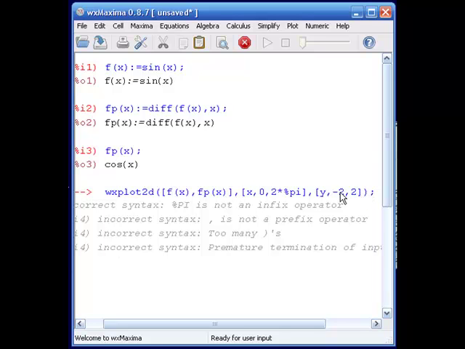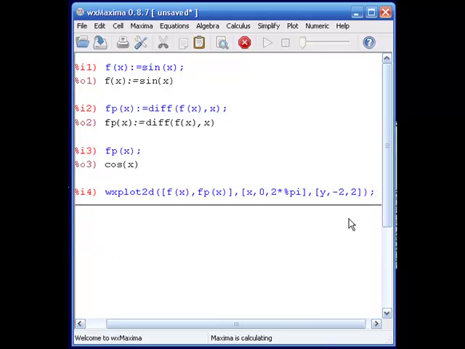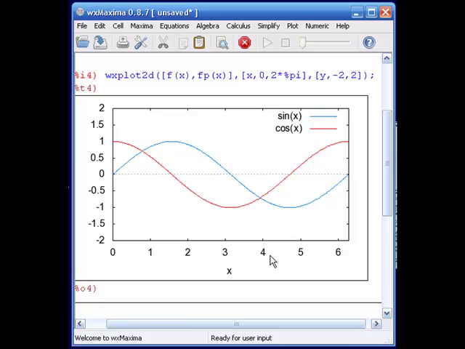Here I've got the information about y. Here I've got the information about x. And here I have f of x and fp of x, which have both been defined up here. So I'm going to try again, shift enter, and this time it looks like everything is working. Maxima is calculating. You see that information down below, and here it is.